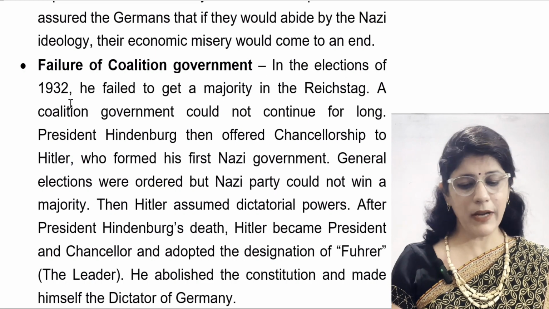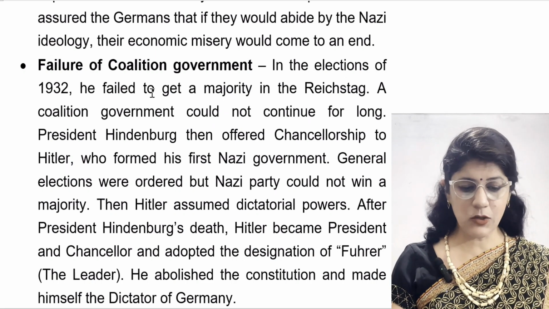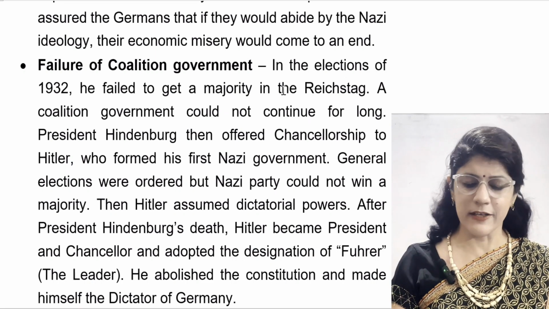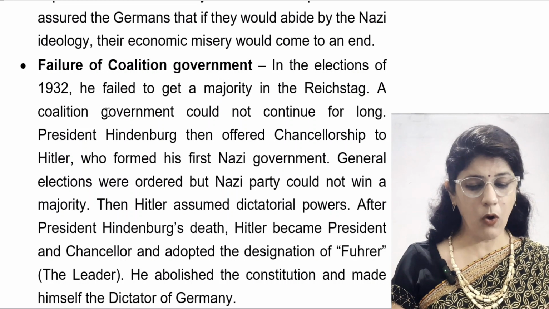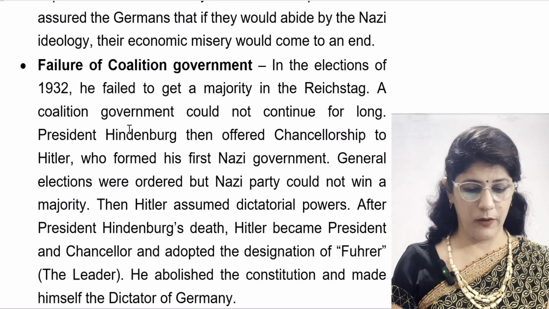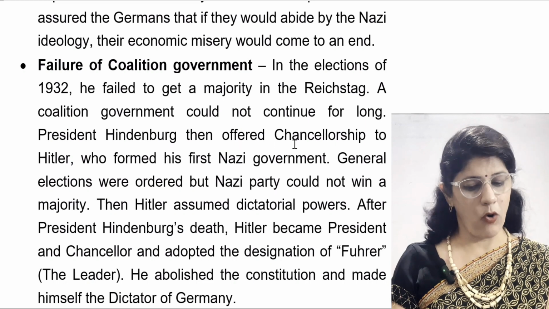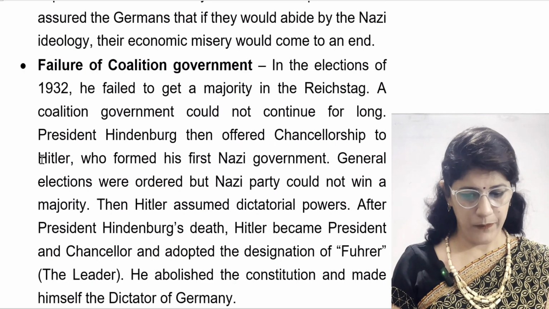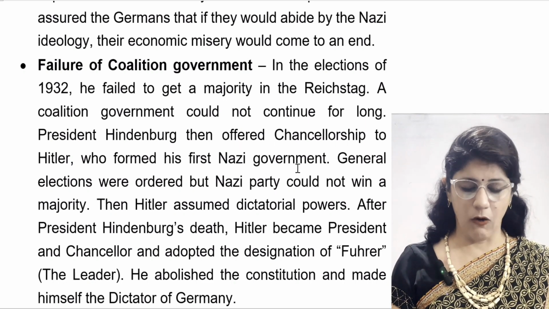Next heading is failure of coalition government. In the elections of 1932, he failed to get a majority in the Reichstag. A coalition government could not continue for long. President Hindenburg then offered chancellorship to Hitler, who formed his first Nazi government.